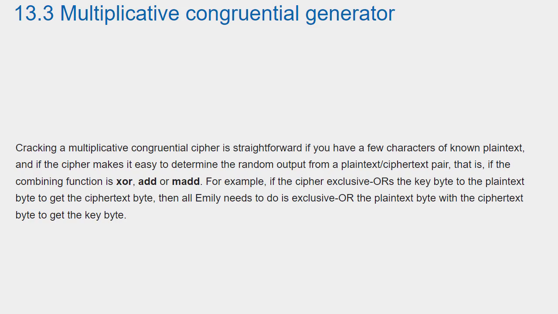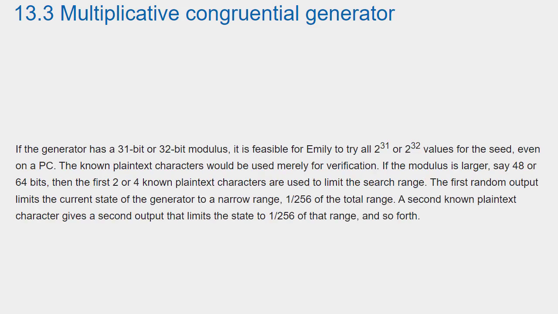Cracking a multiplicative congruential cipher is straightforward if you have a few characters of known plaintext, and if the cipher makes it easy to determine the random output from a plaintext/ciphertext pair. That is, if the combining function is XOR, add, or MAD. For example, if the cipher exclusive ORs the key byte to the plaintext byte to get the ciphertext byte, then all Emily needs to do is exclusive OR the plaintext byte with the ciphertext byte to get the key byte.